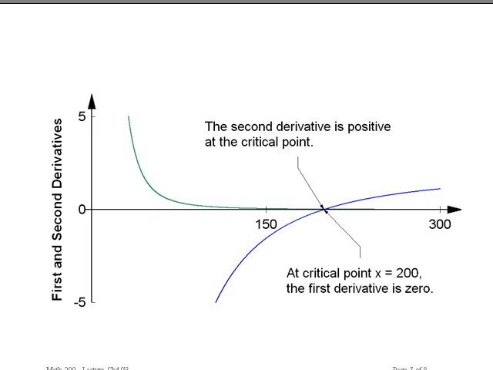We'll look first at the graphs of the first and second derivatives because that's how we based our decision. So the first derivative is the curve in blue. There's a critical point where this first derivative crosses the x-axis, at x equal 200. We don't know if it's the local max or local min, so we look at the second derivative. The second derivative is positive. You can barely see that on this scale, but it is positive at that critical point. Therefore, x equal 200 is a local minimum.